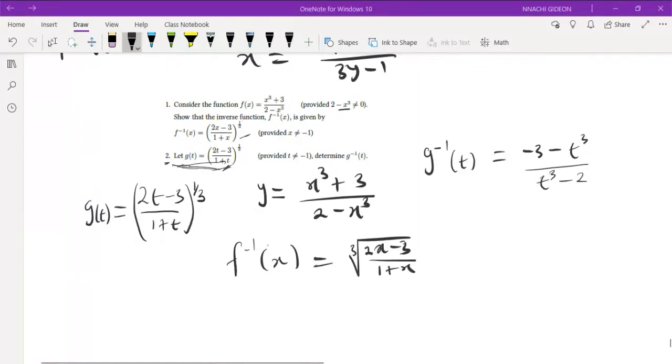If I hear clearly, was it Fortune or Florence who said yes, we are done? Is it George? George, can I have your answer? No, I got 2t. Okay, you said 2t cube minus the cube root of 3, over 1 plus t cube. Is that all? Yes.